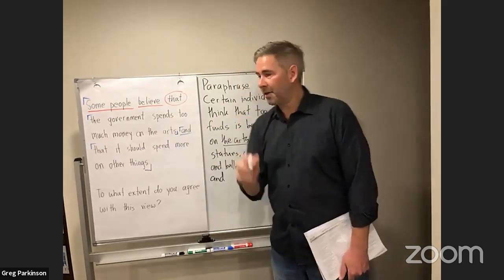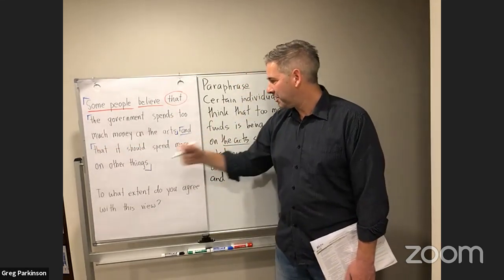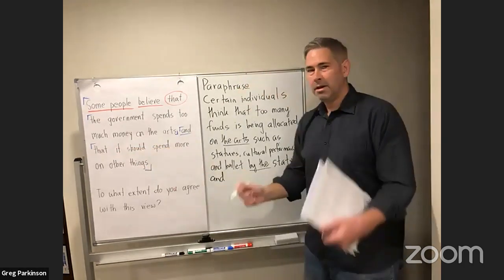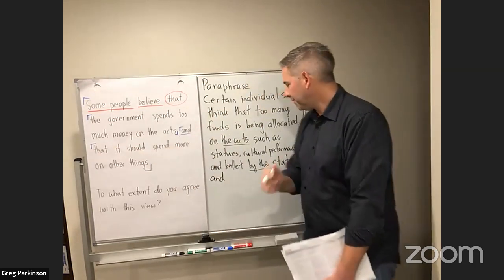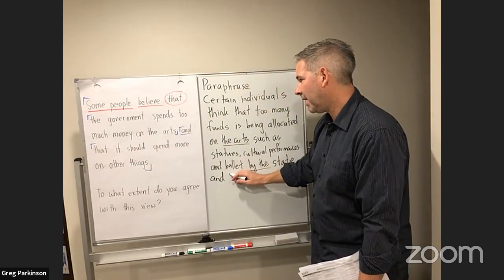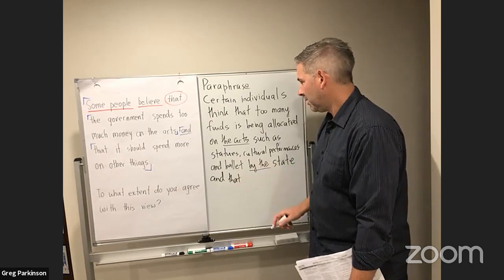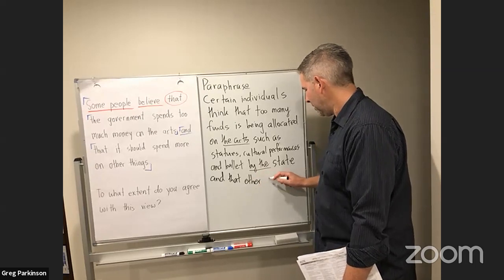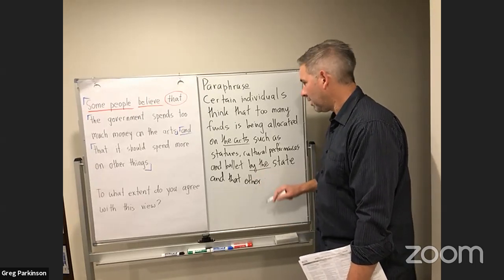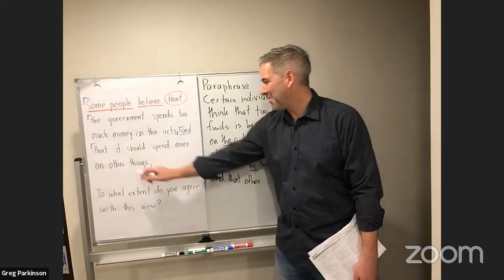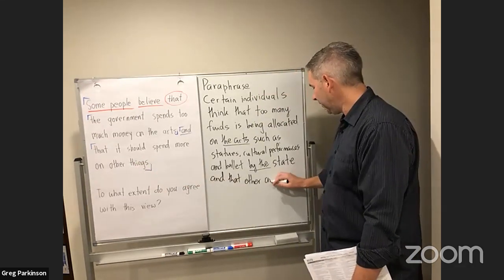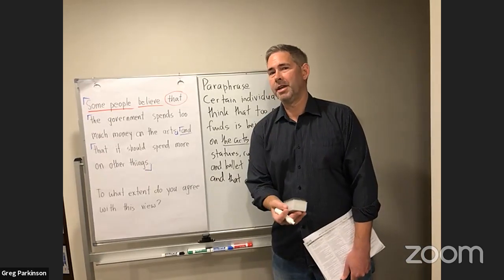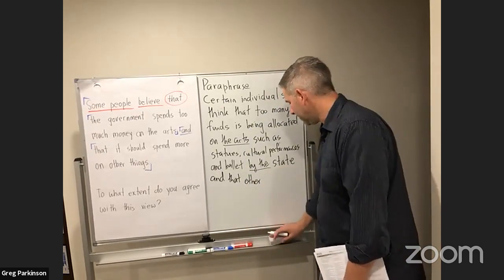Then I move on to the second part, that it should spend more money on other things, right? So again, it is the government. I'm going to change the order, make it passive. And that. Other things, off the top of my head, what's another way of saying things? Other areas. If you want to get a better word which is more strongly related to the government, then I could say sectors, perhaps.